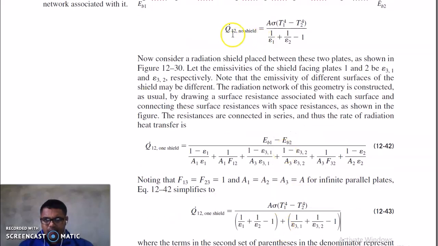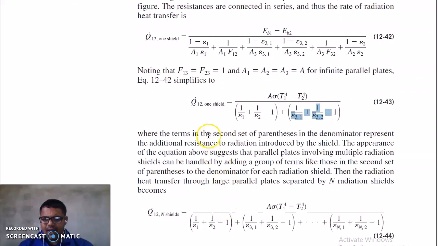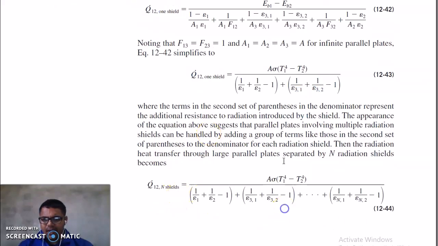Now if you compare the two equations, this is the heat transfer without a shield and this is the heat transfer with one shield. The extra term which comes into the denominator is this term, as compared to this equation. This is the extra term which came into the picture due to the radiation shield, for one shield. If you generalize this for n shields, we can write it in this form.